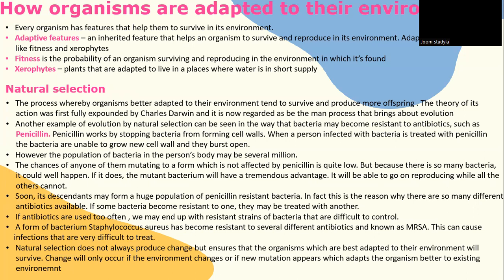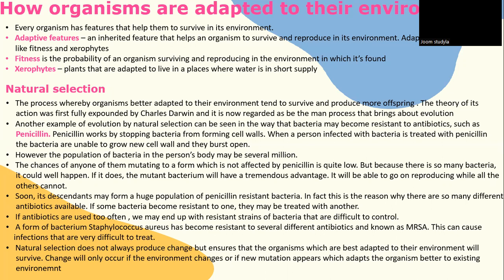Penicillin works by stopping bacteria from forming cell walls. When a person infected with bacteria is treated with penicillin, the bacteria are unable to grow new cell walls and they burst open. However, the population of bacteria in the person's body may be several million. The chance of any one of them mutating to a form which is not affected by penicillin is quite low. But because there are so many bacteria, it could well happen.